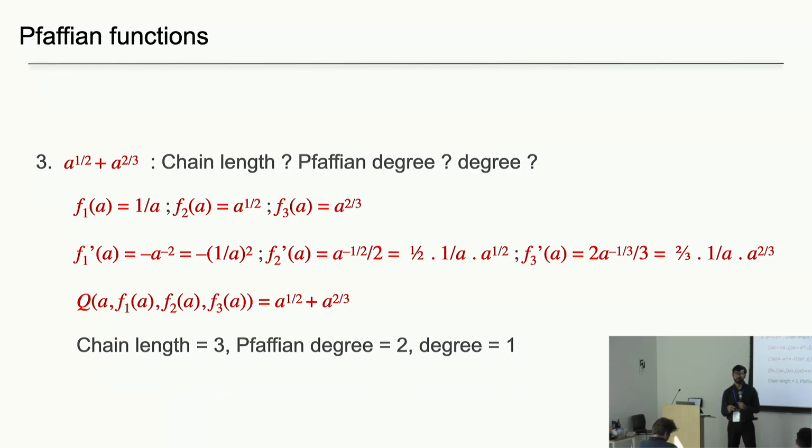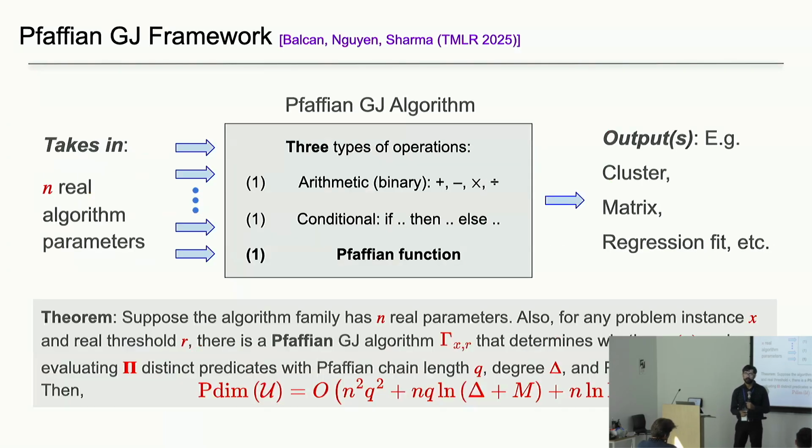Similarly, you can do it for fractional exponents. You get a slightly longer chain here. But again, you can use 1 over a as another initial function to give bounds on the Pfaffian chain length and Pfaffian degree. Okay. So with that introduction, why do we care about Pfaffian functions?